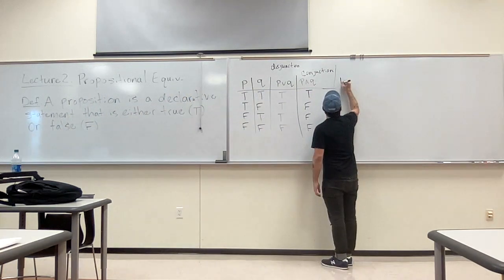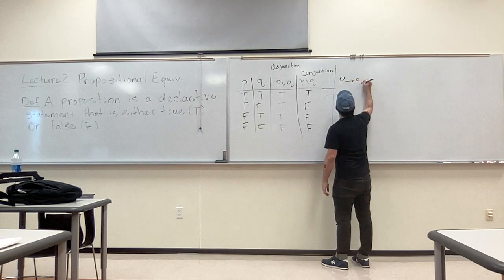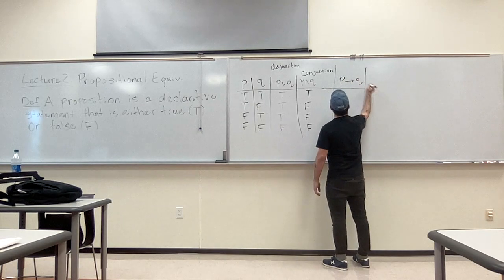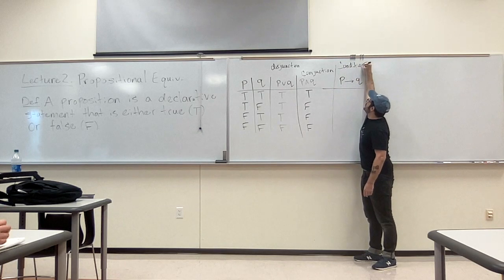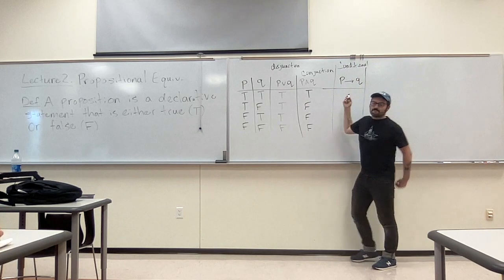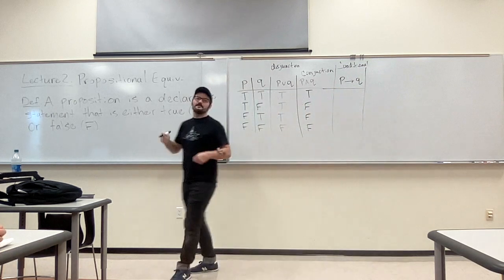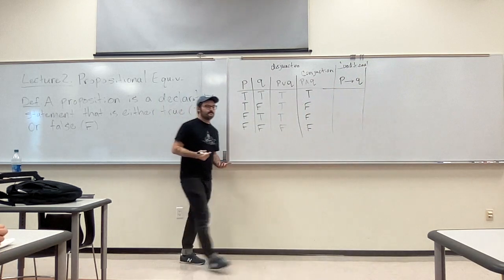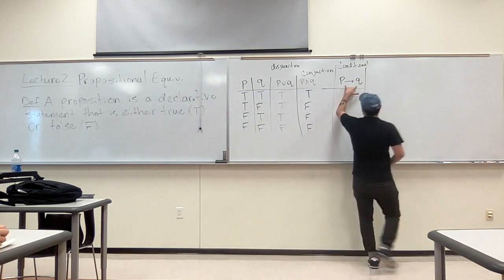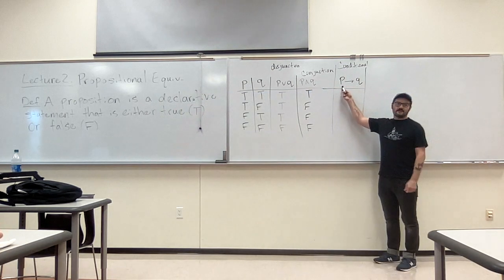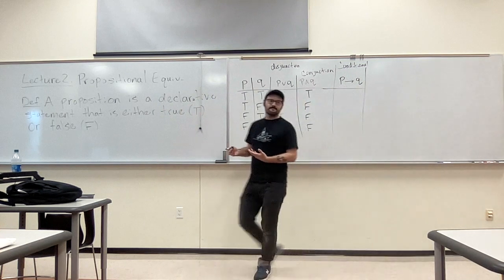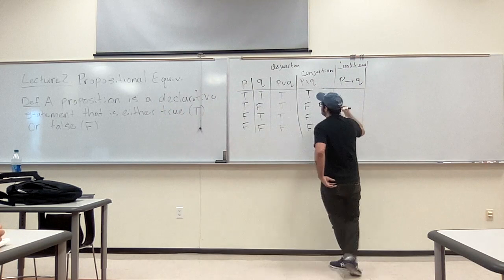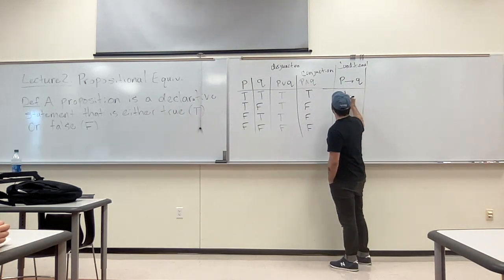So the next operation is called the conditional. This is read if P then Q. Or another way to say it is P implies Q. And there's some special terminology here. P is the hypothesis, Q is the conclusion. So if hypothesis, then conclusion. Okay. And the conditional, I'll just write out what it is.